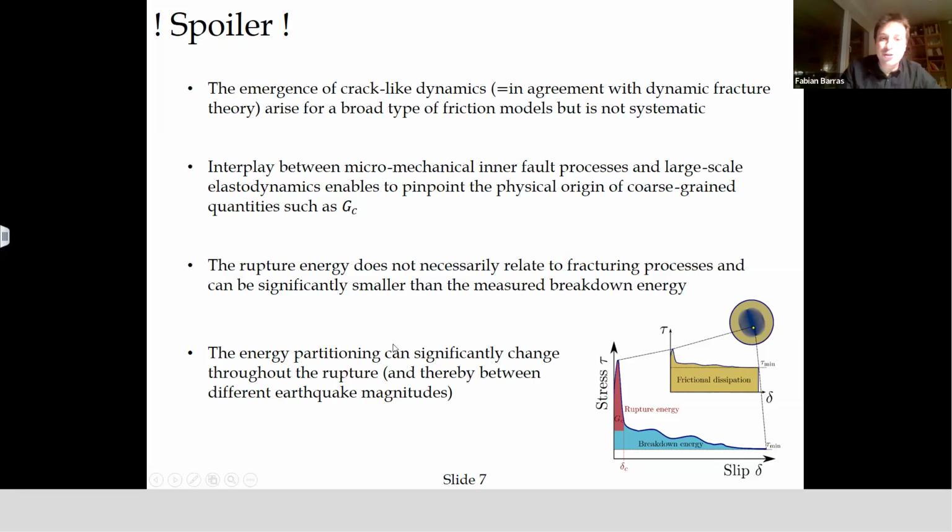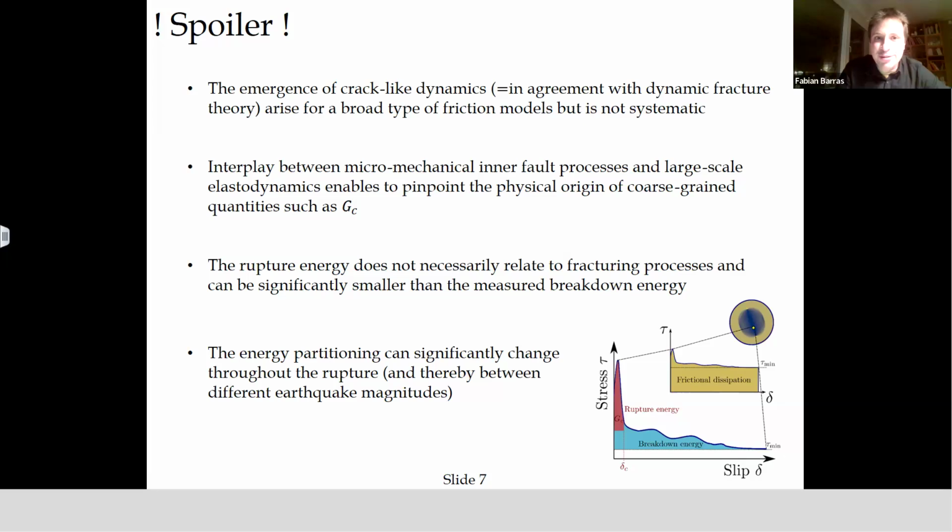And I will show in conclusion also that this energy partitioning that I draw here can also significantly change throughout the rupture, and it's not necessarily universal. And that's interesting. And when I say throughout the rupture, it also means that it can evolve between different earthquakes with different magnitudes. That will be a bit the last part of the talk.